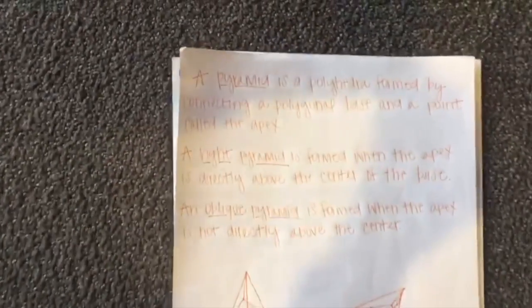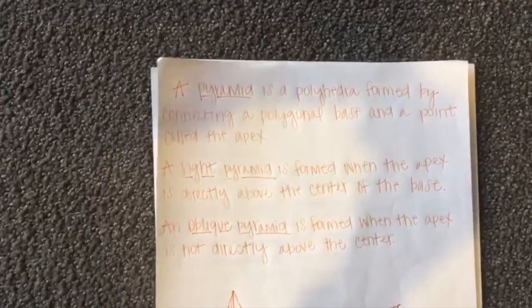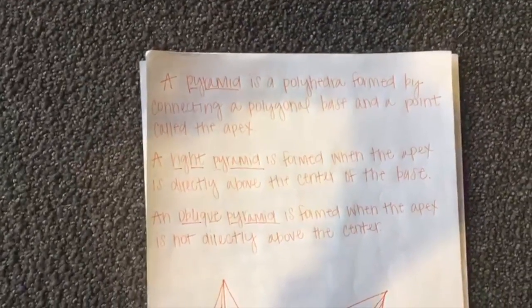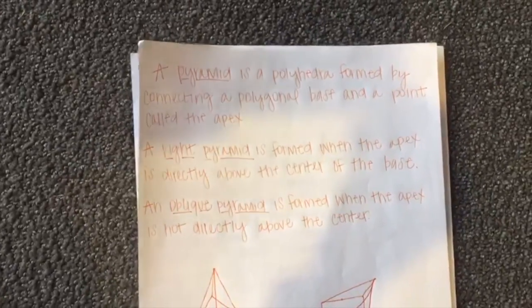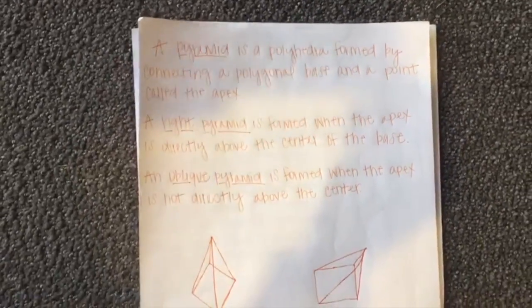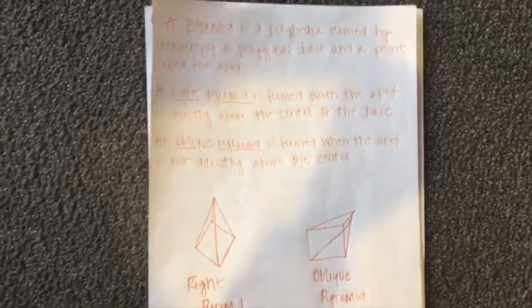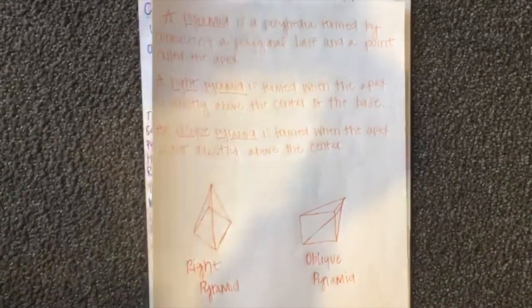A pyramid is a polyhedron formed by connecting a polygonal base and a point called the apex. A right pyramid is formed when the apex is directly above the center of the base. An oblique pyramid is formed when the apex is not directly above the center of the base.